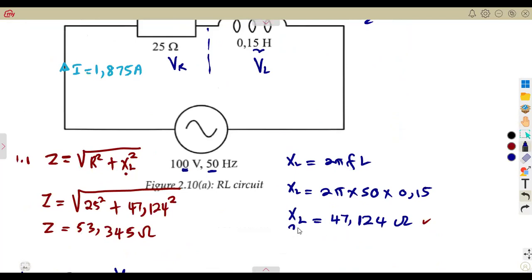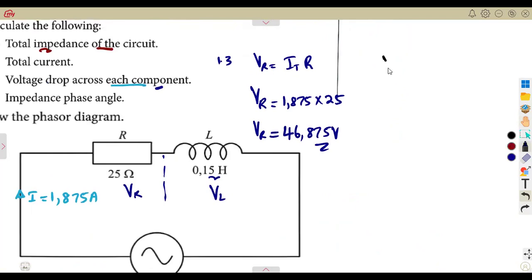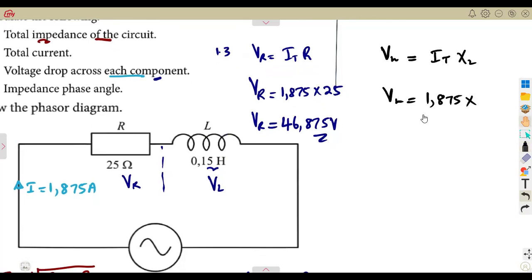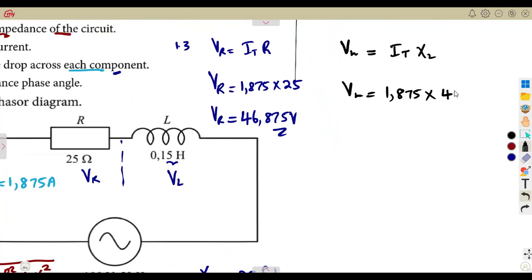Across the inductor, we need the reactance. If you remember, we calculated the reactance of the inductor, so we can have the voltage in that case. For the inductor, VL is the total current times XL. We have the total current because current is the same, that's 1.875 times XL, the reactance of the inductor. You use the reactance, guys. Remember, that is 47.124. So we obtain the inductive voltage, which gives us 88.358 volts.